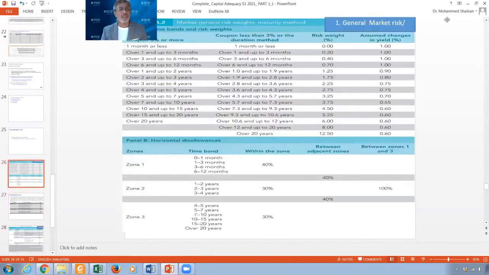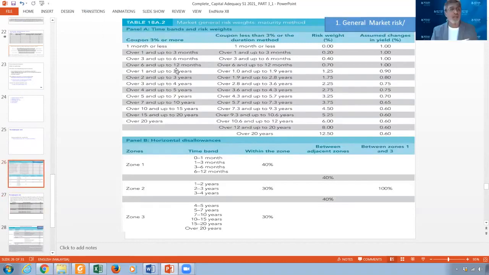So they come up with the requirement that you have to have bands, which, if you remember, are like the durations. So we have 1 month or less, 1 month up to 3 months, 3 months up to 6 months, 6 months, and so on. This is for anything that has coupons over 3%. And for coupons less than 3%, it is the duration method.